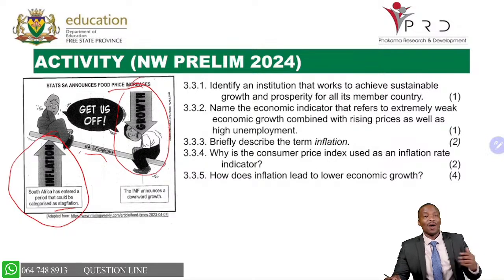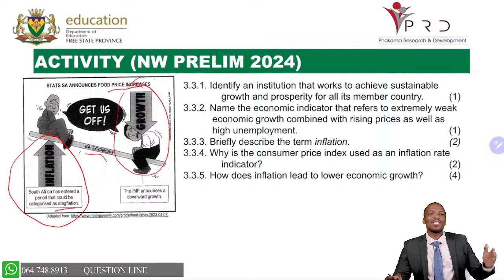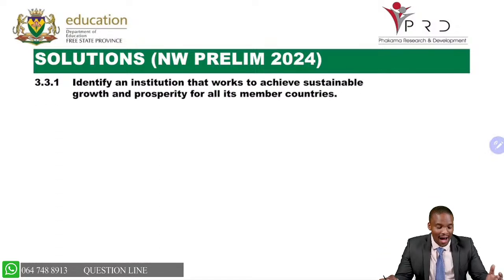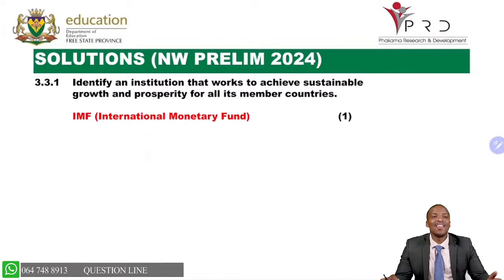Now economics, it says to us, you as a learner also need to be well informed about the state of the economy in South Africa so that it's easy for us to answer these questions. Okay. The first question says, identify an institution that works to achieve sustainable growth and prosperity for all its members. And the answer there is the IMF. You get 1 mark for that. Tick. We are fine. All right.